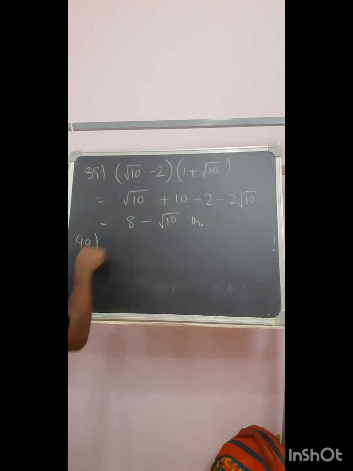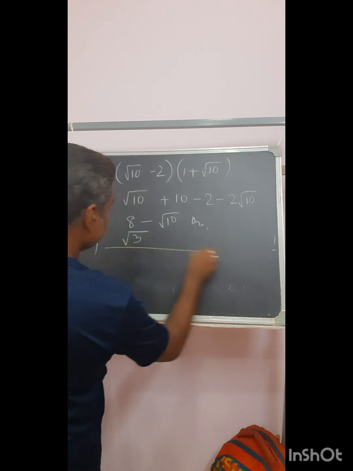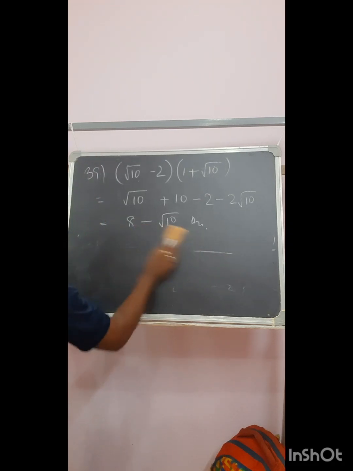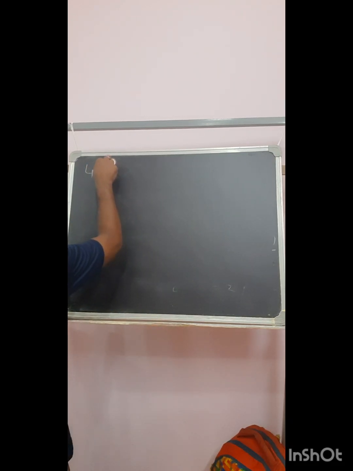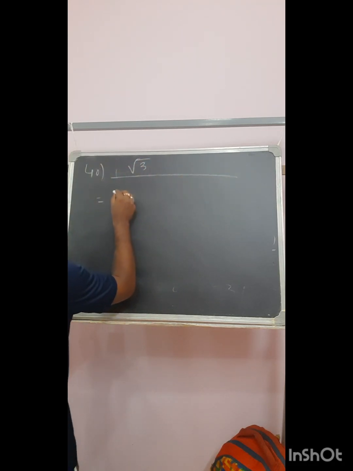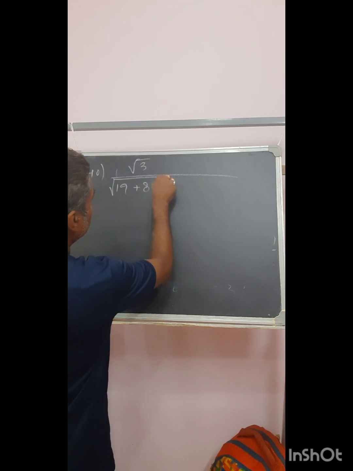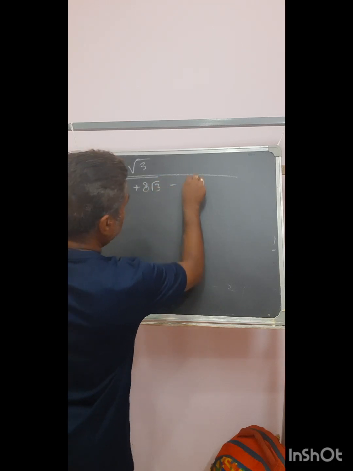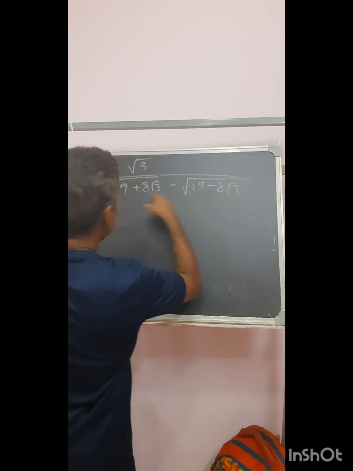Then comes 40. 40 is again a simplification. It will take some space, so I will rub the whole board and write it there. 40: root 3 upon root of 19 plus 8 root 3, minus the same term with the opposite sign.